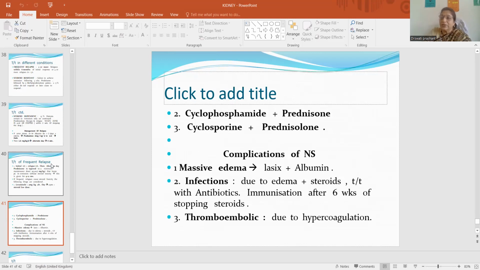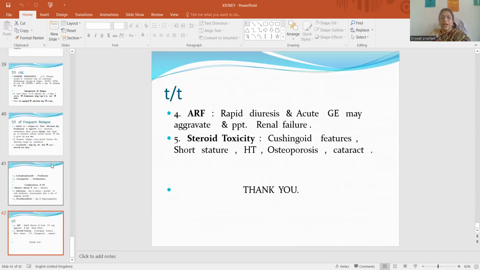Now we should see what the complications in cases of nephrotic syndrome are. Massive edema: we have to give Lasix plus albumin. Infections due to edema and steroids: treatment with proper antibiotics. Immunization after 6 weeks of stopping the steroids. Thromboembolic phenomena is the third complication due to hypercoagulation. Acute renal failure: rapid diuresis and acute gastroenteritis may aggravate and precipitate renal failure. Or if the cause is not minimal change, it is something else, and the patient may land up in renal failure.